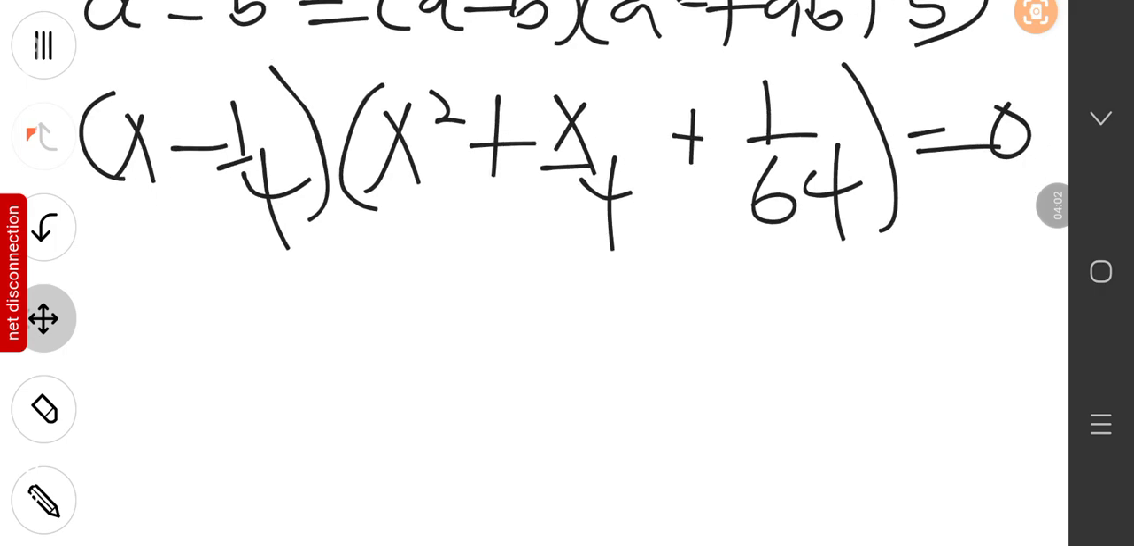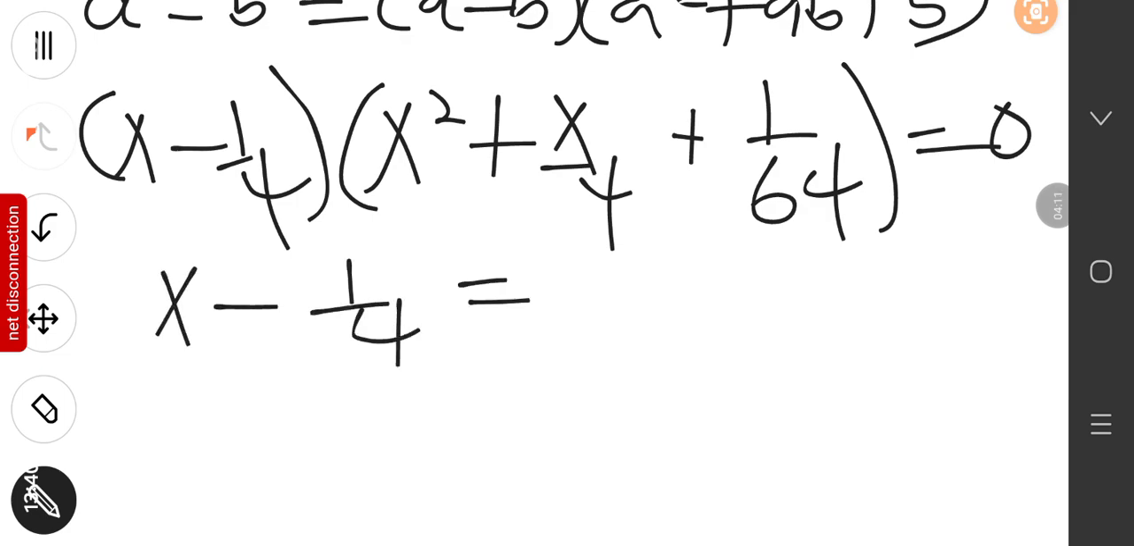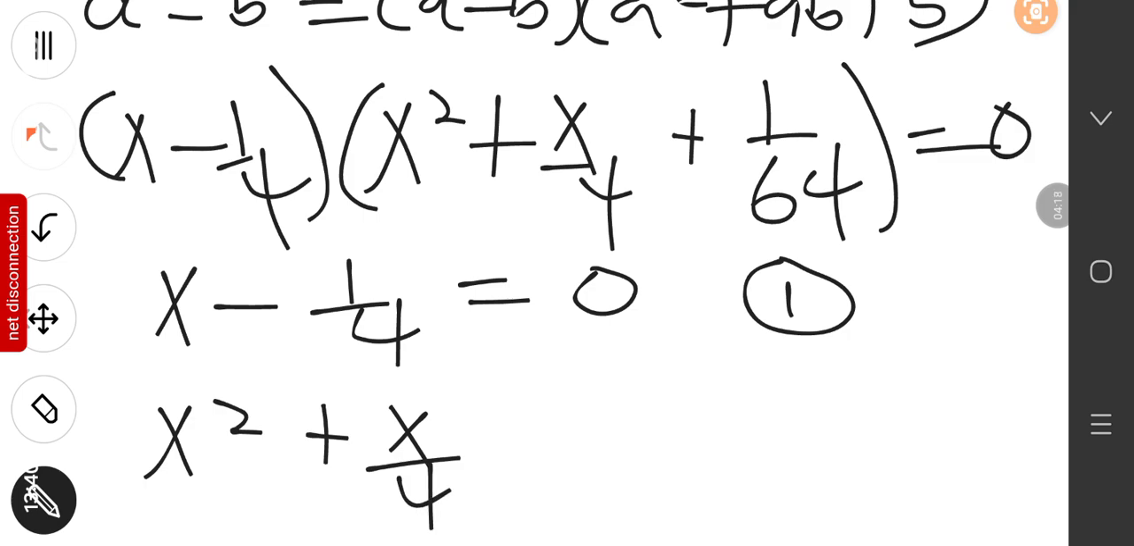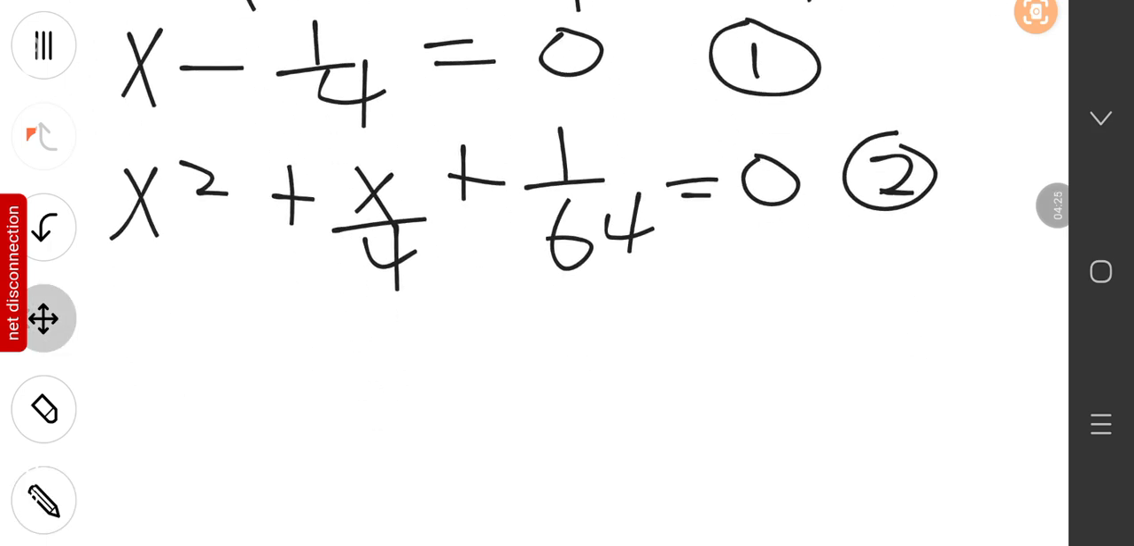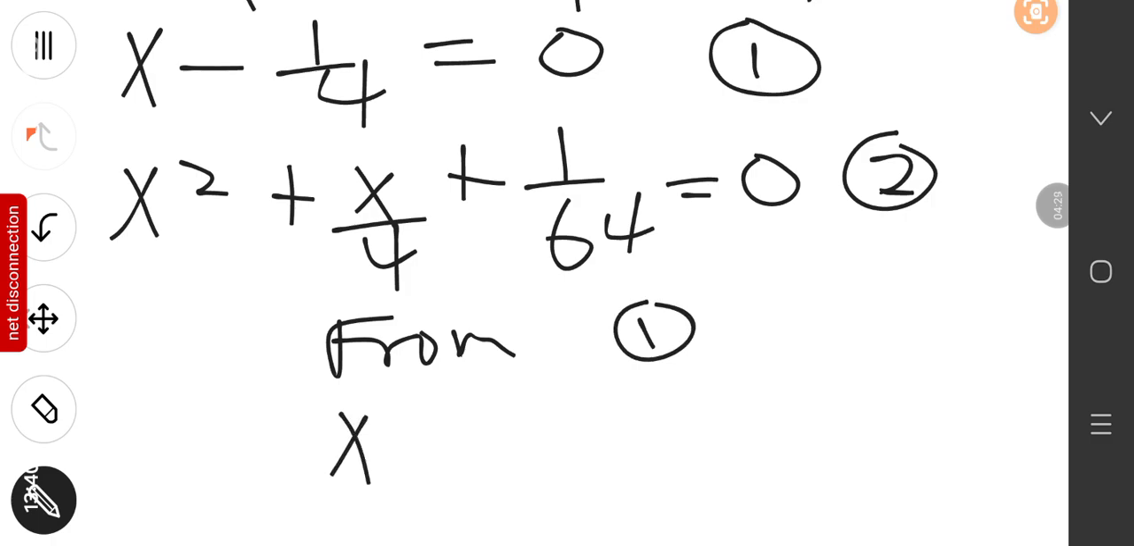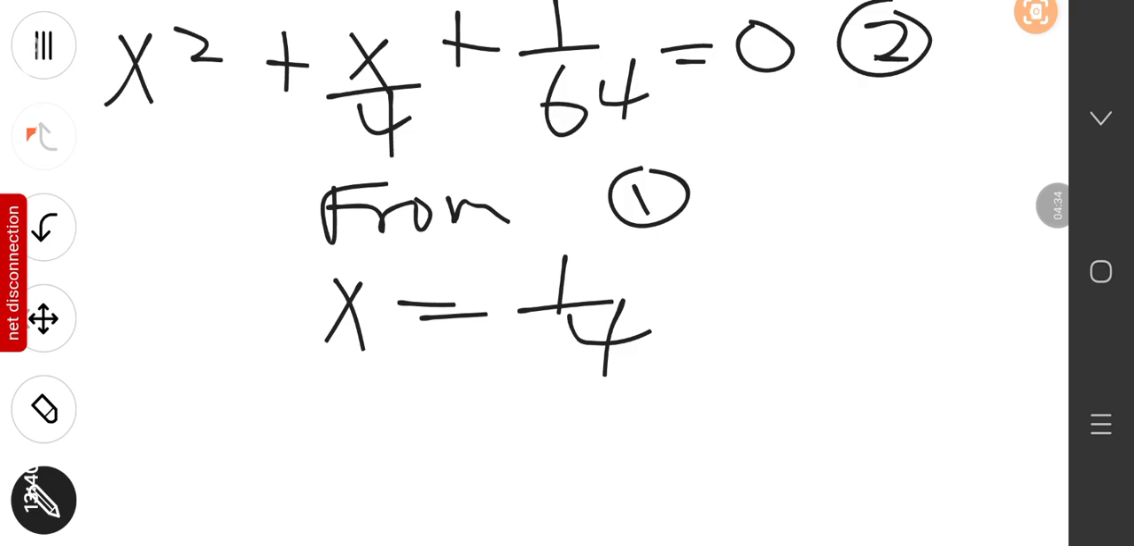Now let's simplify the equation. You can say x minus 1 over 4 equals 0; let's call this equation 1. And then x squared plus x over 4 plus 1 over 64 equals 0; let's call this equation 2. So we have two equations. From equation 1, x equals 1 over 4. Now we are left with equation 2.